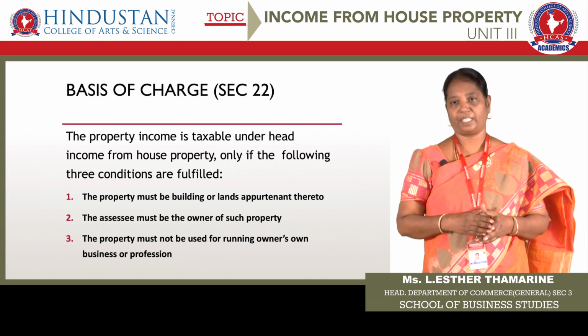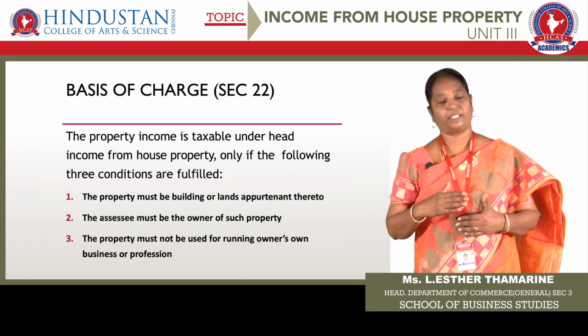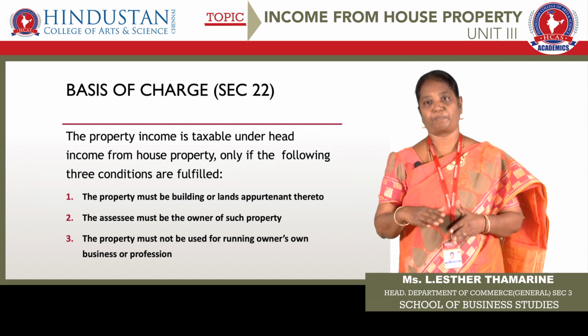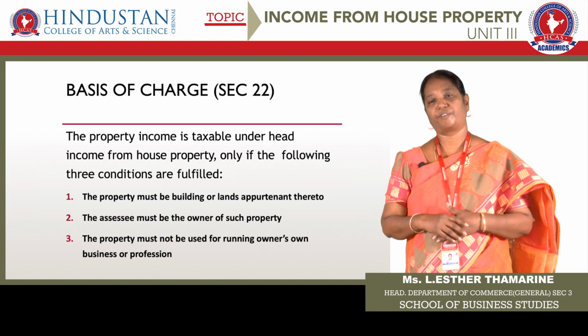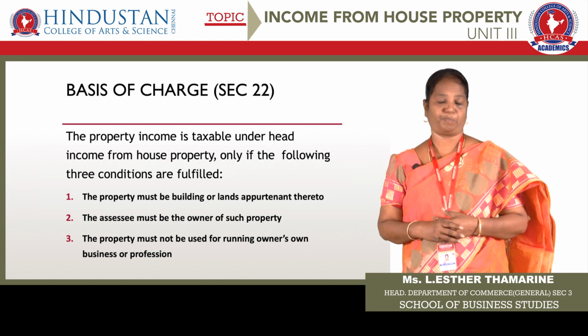And not only the building, anything attached with it or near, appurtenant to means nearer to. So along with the building, the assets or the place attached with the building is also income from house property. The second thing is the assessee must be the owner.